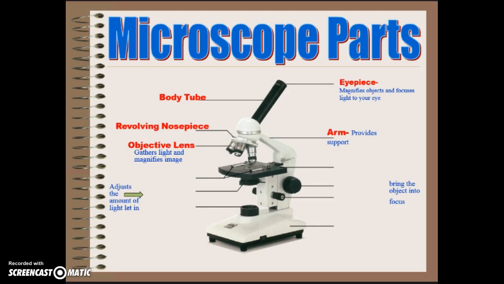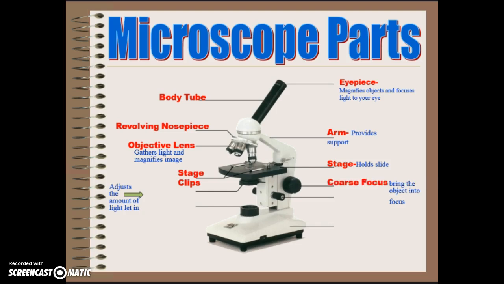Next up, we have the arm, which provides support for the microscope. When you carry the microscope, you hold it by the arm. Moving on down, that large black square is called the stage. That is what holds the slide you are looking at. On the stage, we have stage clips, which will hold the slide in place.